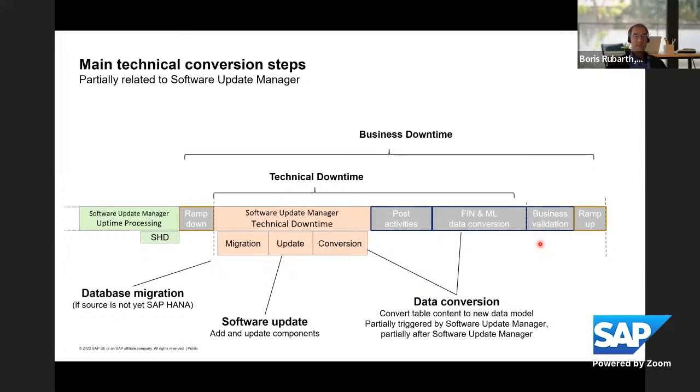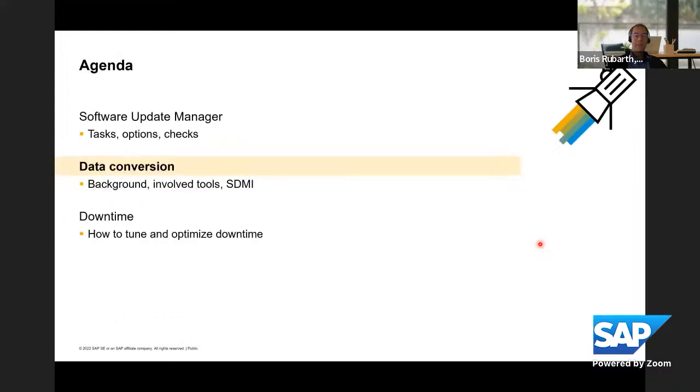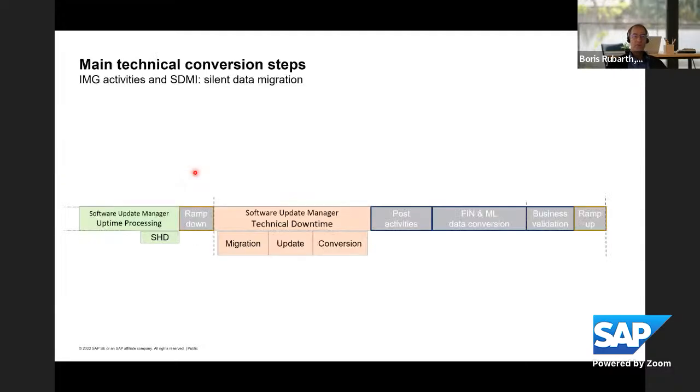That is important. We will have a section on downtime later, but now let's first have a look on the data conversion part, and then we're going to focus on the downtime. So data conversion is already mentioned. Data conversion is moving the content of the tables from the old data model to the new data model of SAP S/4HANA. That is, for example, the table MATDOC, where the data conversion is executed by the software update manager. And there is the table ACDOCA, the universal journal, where the migration happens in this fin and material ledger conversion.